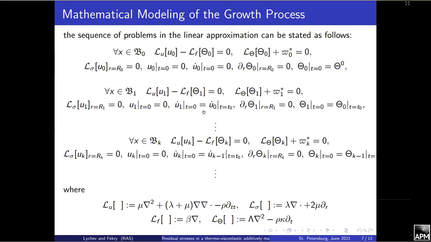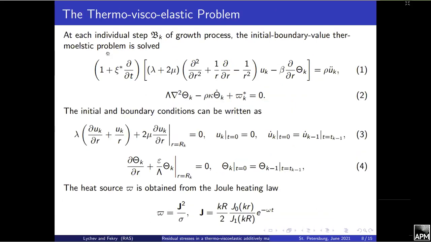For example, for the second problem, or the problem in domain P1, we have the initial condition. It comes from the previous step, from step number 0, and so on. So what is the problem that we have to solve here? We have a thermoviscoelastic cylinder, so we solve a thermoviscoelastic problem that contains two equations.